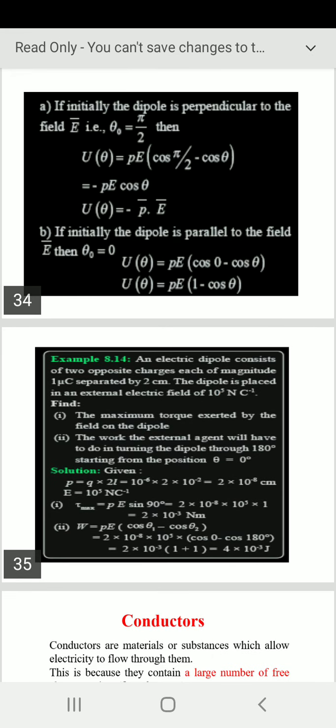If the dipole is parallel to the electric field E bar, then theta 0 is 0. So we have work done, meaning potential energy U of theta, is equal to Pe (cos 0 minus cos theta), bracket complete. What about cos 0? Cos 0 is 1. So we have potential energy U of theta is equal to Pe (1 minus cos theta), bracket complete.